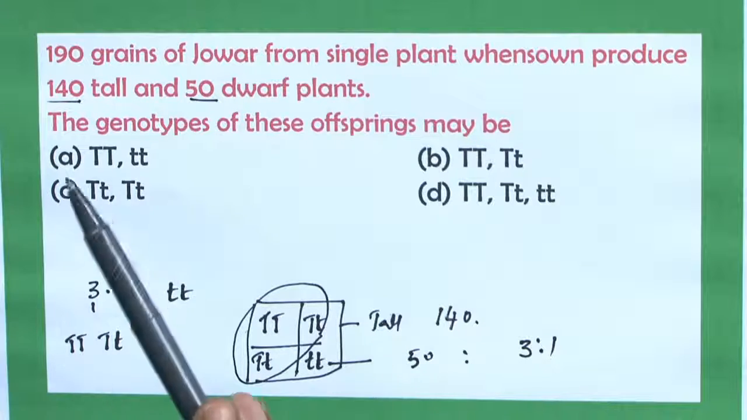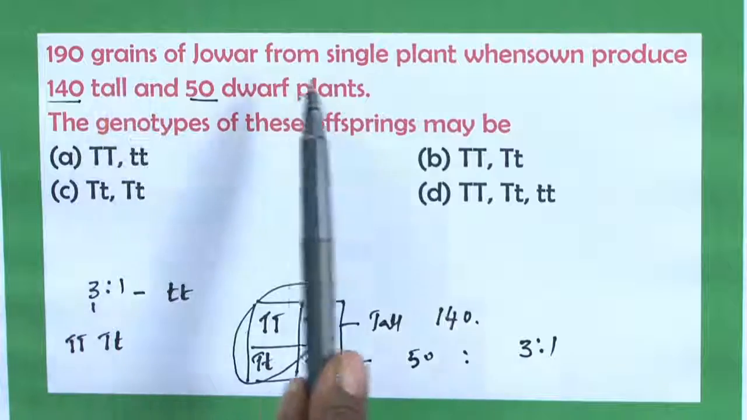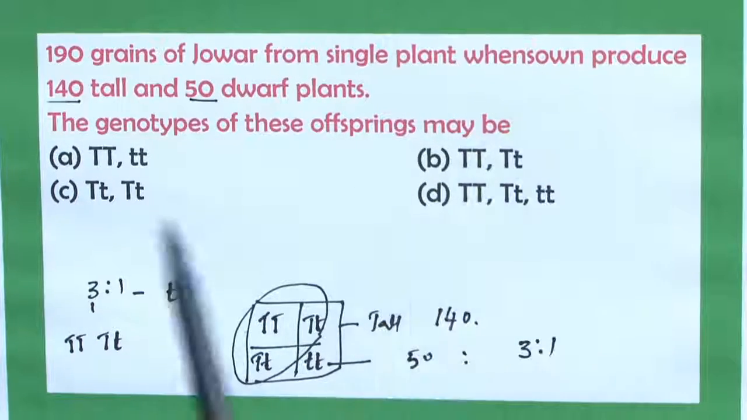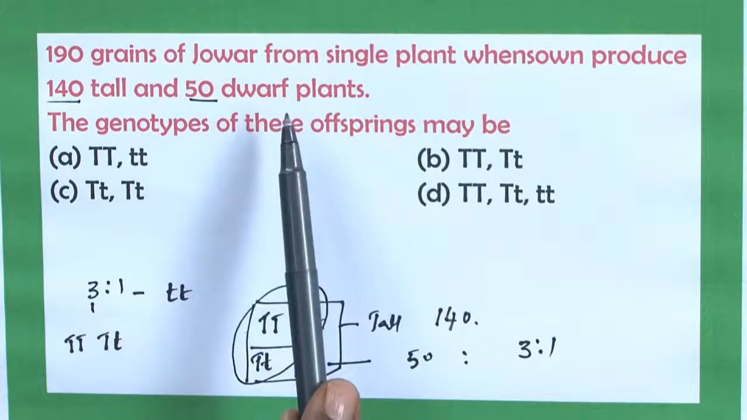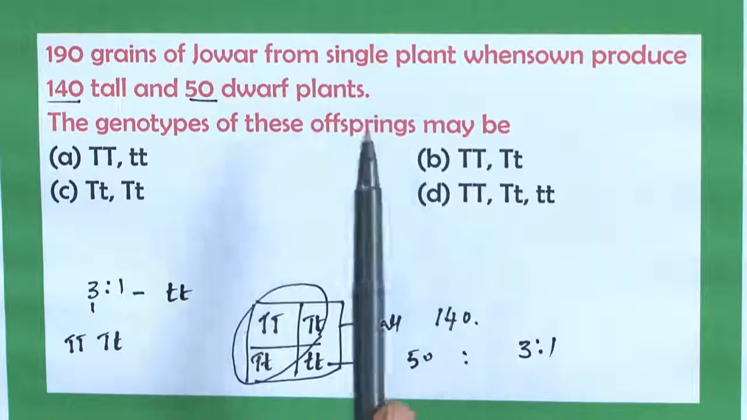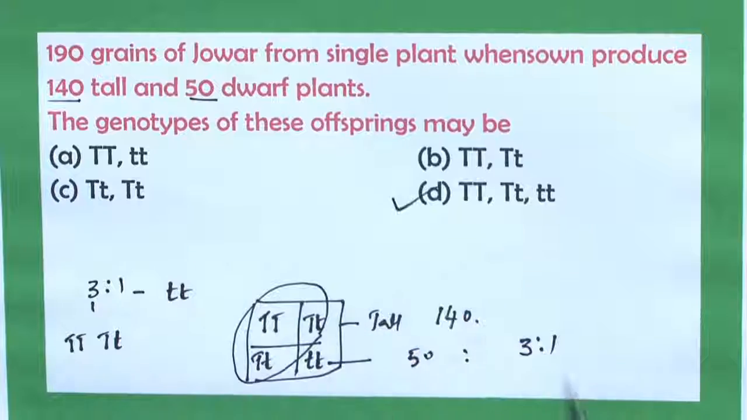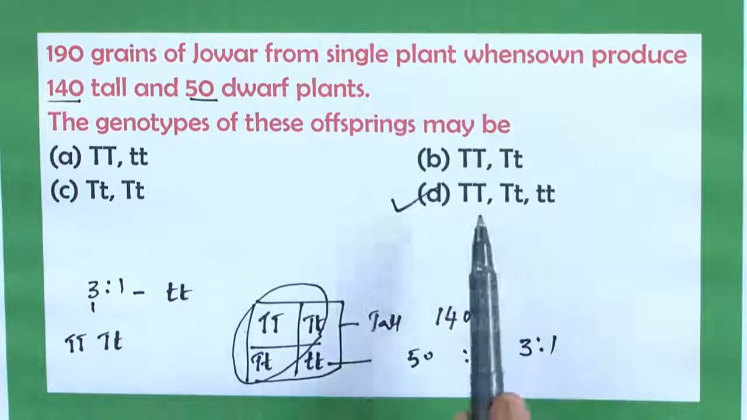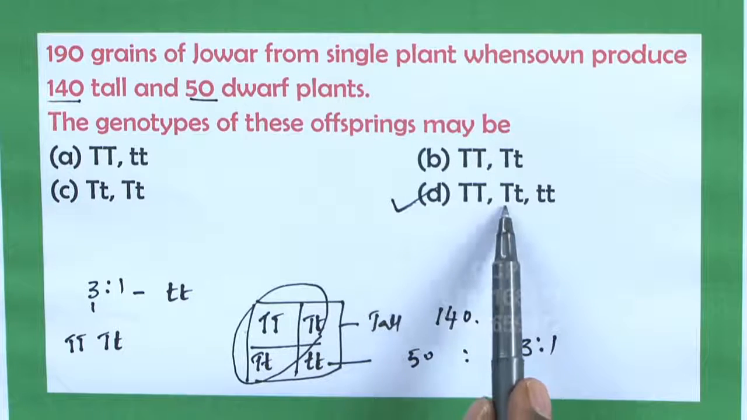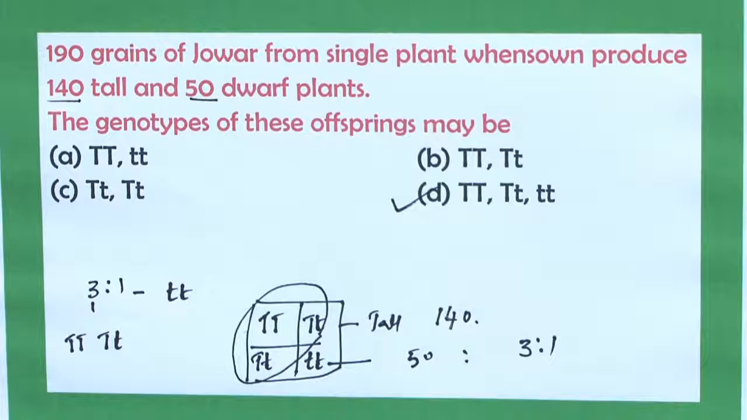So in this particular question, 190 grains from a single plant when sown produce 140 tall and 50 dwarf plants. The genotype of these offspring may be: option D is the correct option, because the genotypes will be capital T capital T, capital T small t and small t small t.